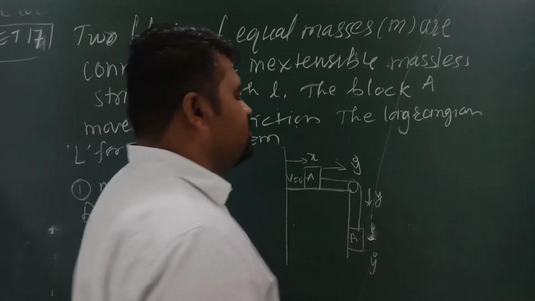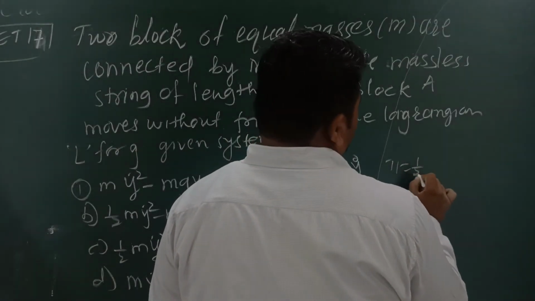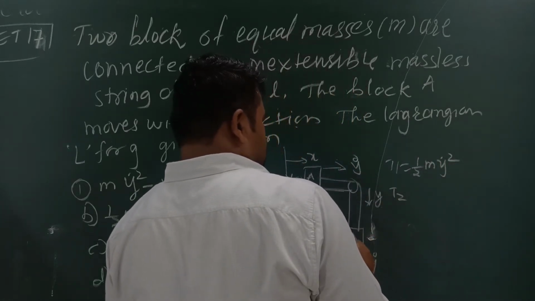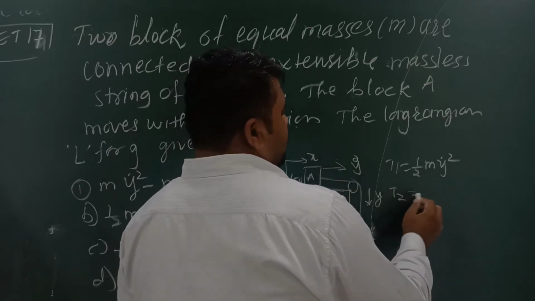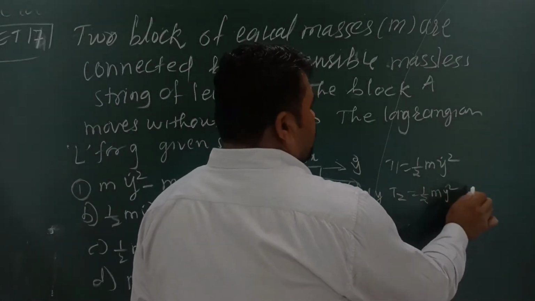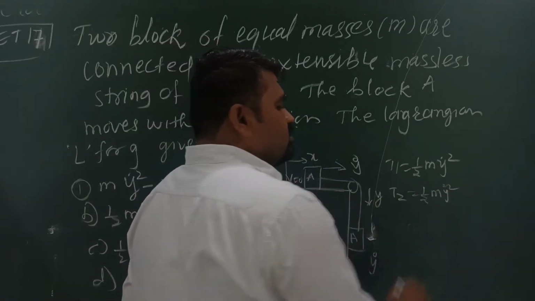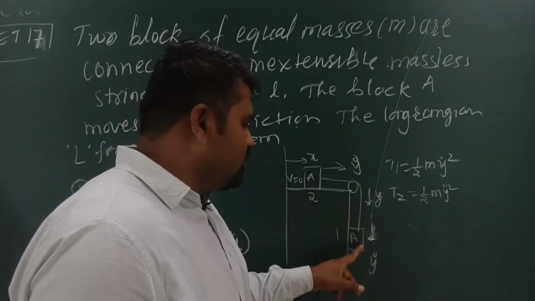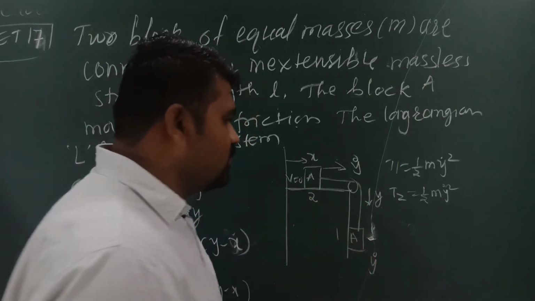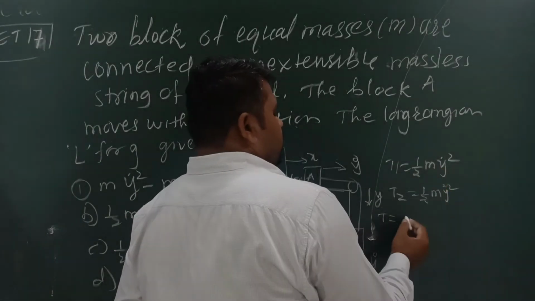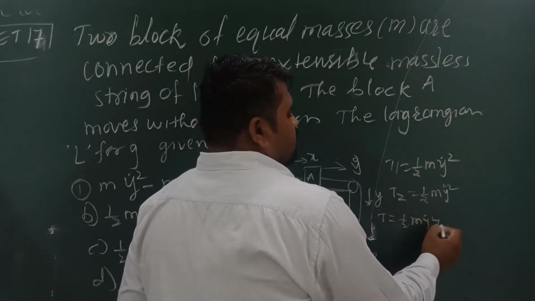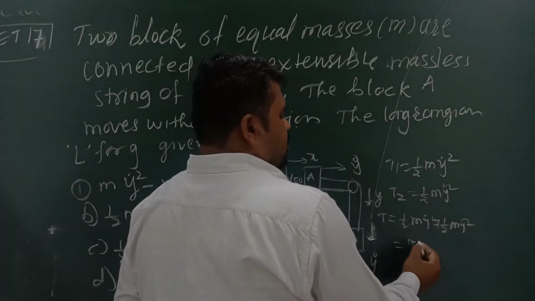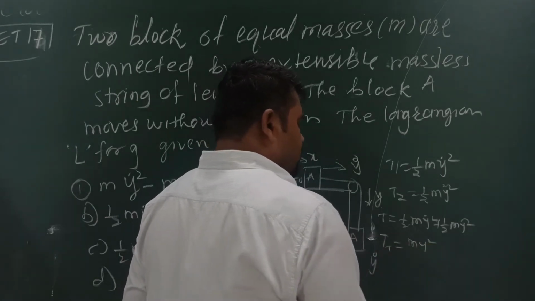So what is the kinetic energy of the first particle? Kinetic energy T1 is 1 by 2 m y dot square. What is the kinetic energy of the second particle? Also 1 by 2 m y dot square. Why can we take both velocities the same? Because the masses are the same and the displacement is also the same. Whatever the displacement of the first particle, the same displacement occurs in the second. So total kinetic energy is 1 by 2 m y dot square plus 1 by 2 m y dot square, which is 1 half plus 1 half, 1, means m y dot square. This is the T total.